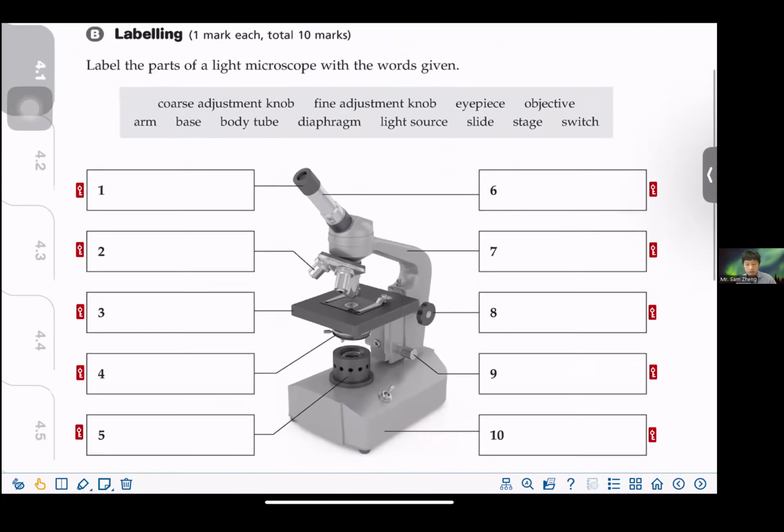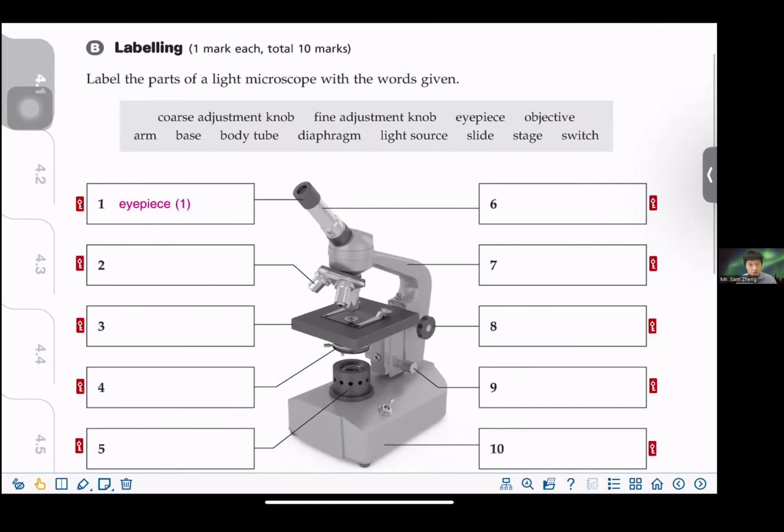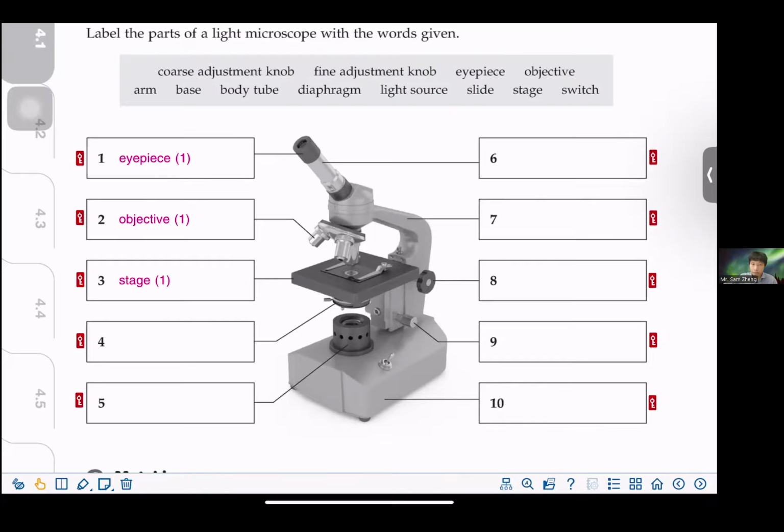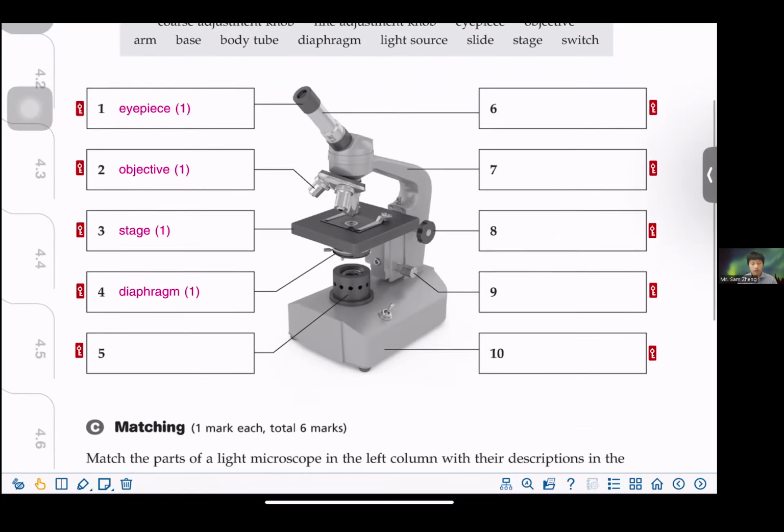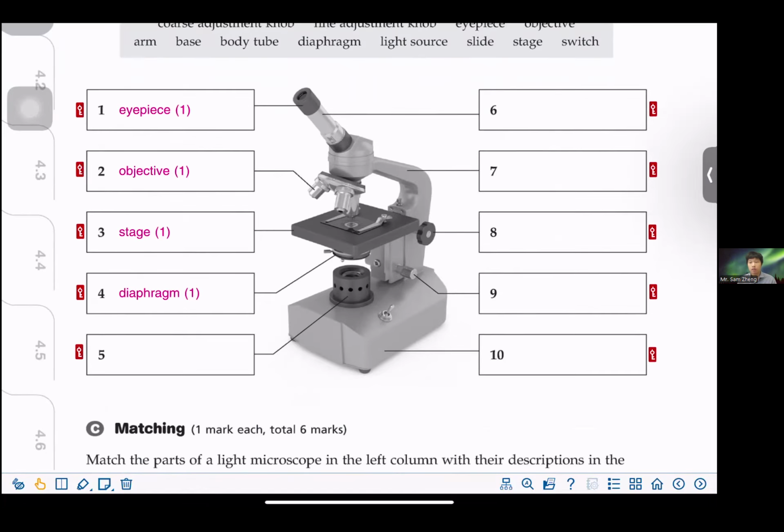Next, here are some structures of the microscope. The first part that faces our eyes is the eyepiece. The part for us to turn the lens is the objectives. Next, there is a place for us to place the slide, which we call the stage. The diaphragm allows us to adjust the amount of light entering the objectives. Below that is the light source.